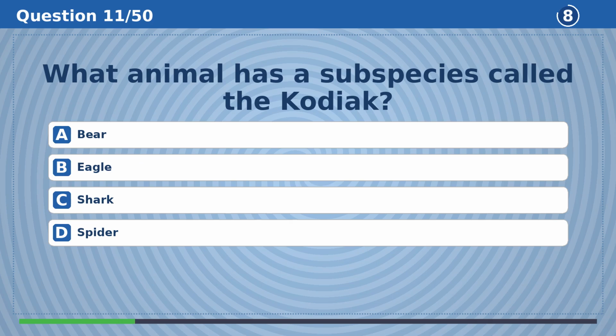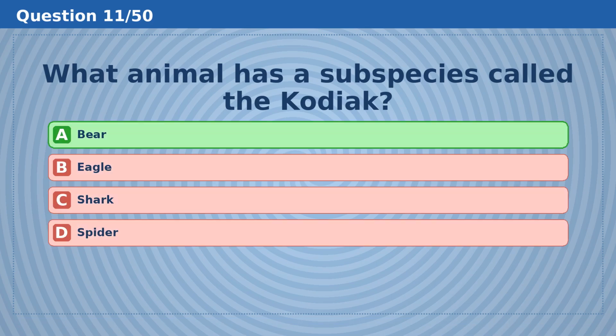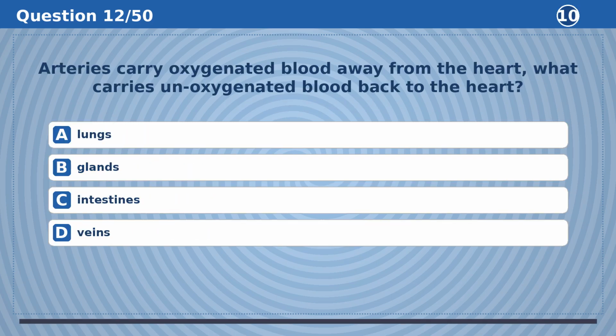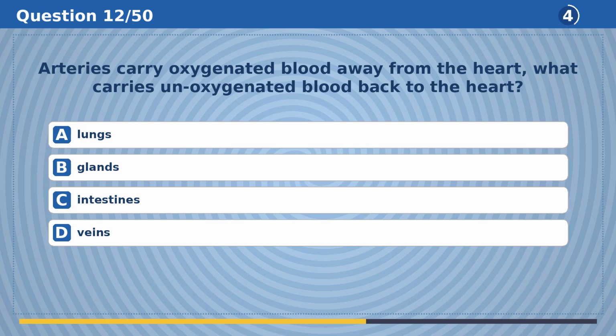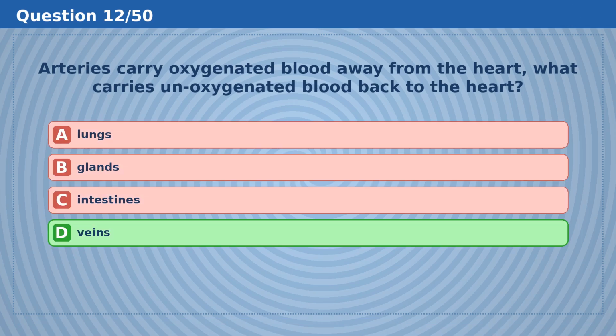What animal has a subspecies called the Kodiak? The answer is A, bear. Arteries carry oxygenated blood away from the heart. What carries unoxygenated blood back to the heart? The answer is D, veins.